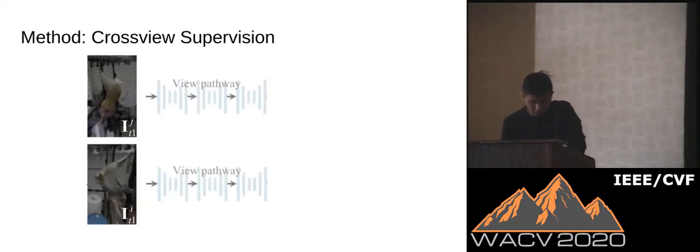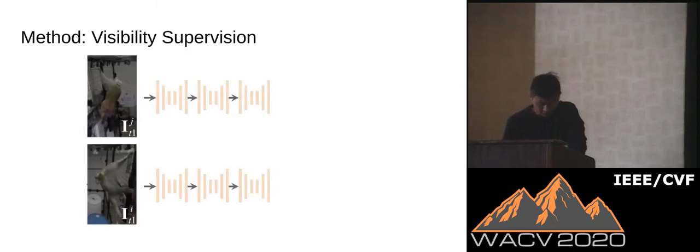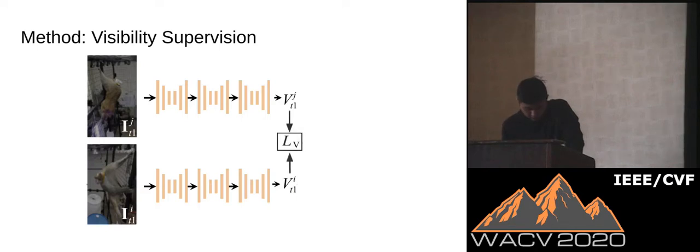So in cross-field supervision, we pass two synchronized frames from two different fields into the field pathway and get their detections. Then we convert their detections to a 1D distribution along the epipolar line, and we compute the divergence between the two converted 1D distributions. So in visibility supervision, we pass two synchronized frames from two different neighboring fields into a visibility pathway and get their visibility detections. Then we compute the divergence between the two visibility detections.